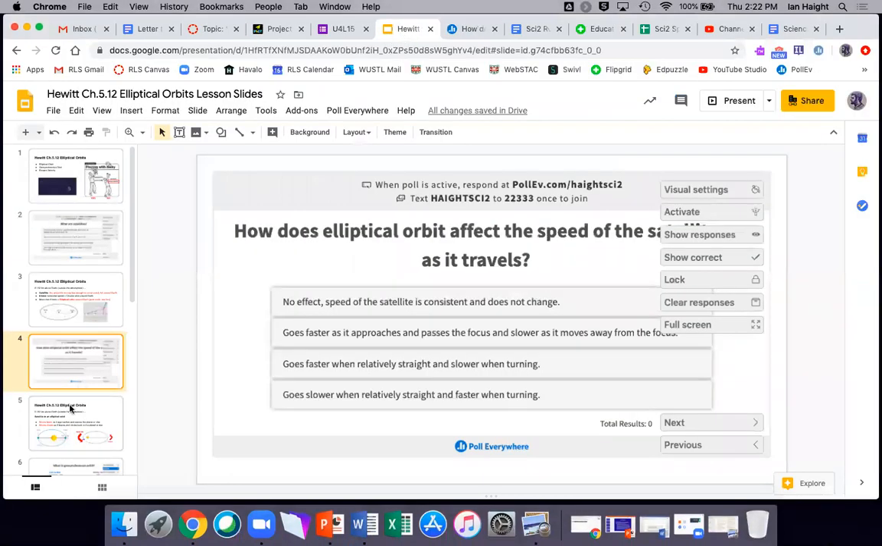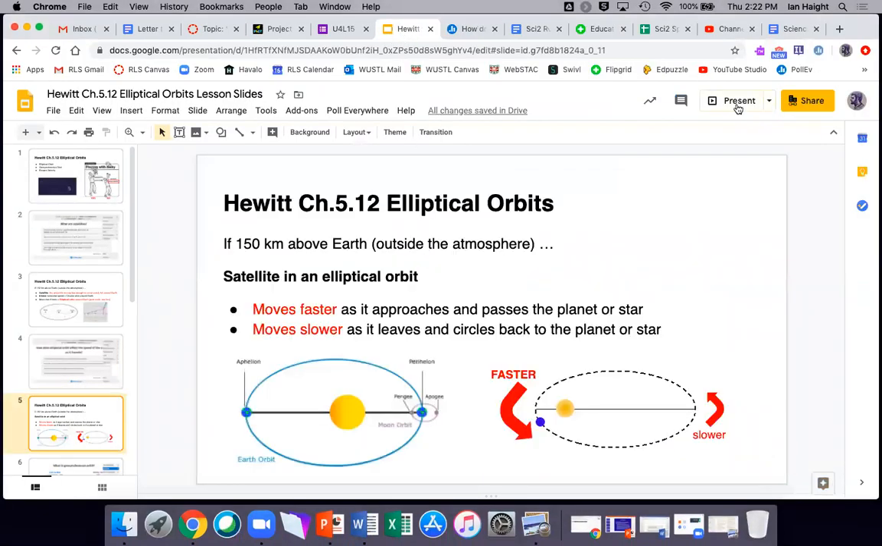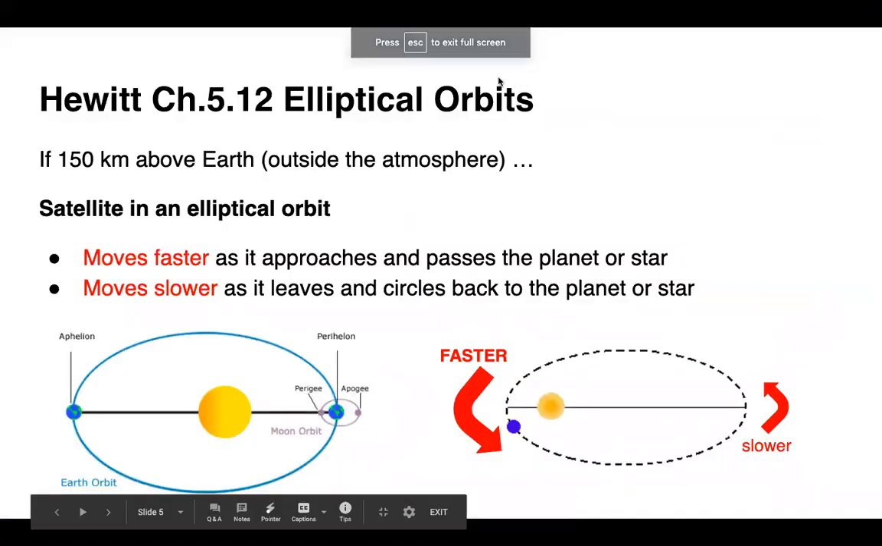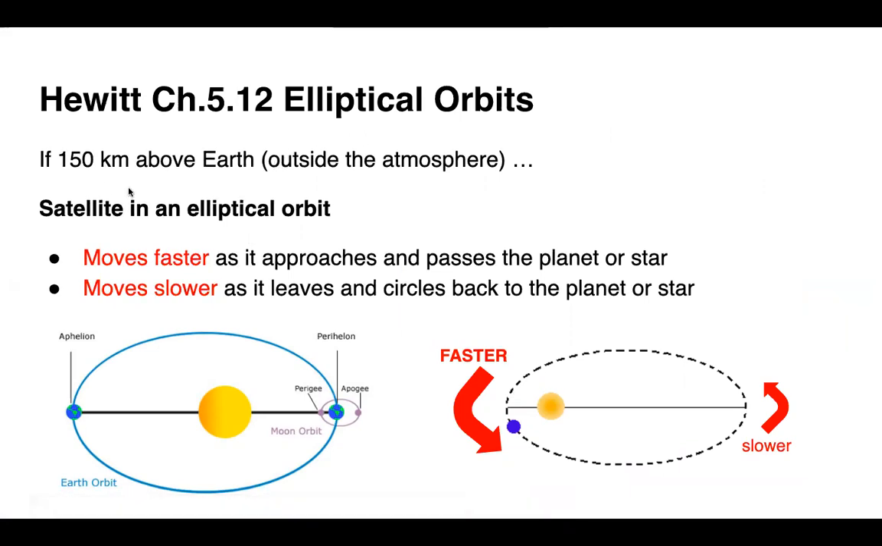And I have a little drawing here to hopefully clarify some of this. But it looks like some of you have a good understanding of this already. So in an elliptical orbit, again, this is assuming that we are 150 kilometers above the Earth. And can anyone remind me why that's important? What is not present when you're 150 kilometers off the surface of our planet? The atmosphere. Yes, so there's no air, no drag, right?